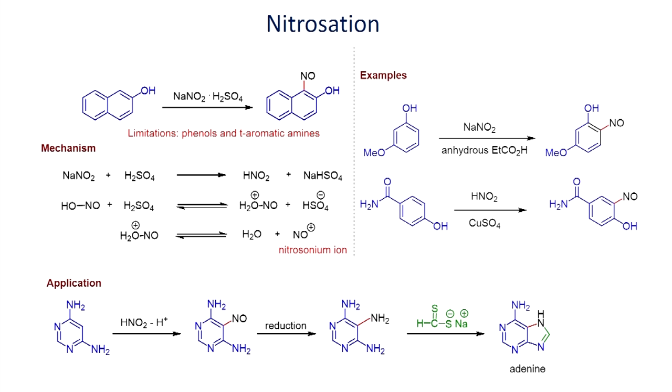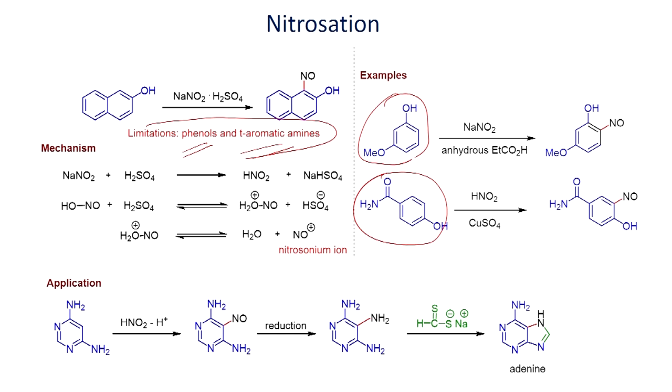In place of nitro group, you can also use nitroso. See here, this reaction has some limitations. When you want to introduce the nitroso group, it works well with phenol and tertiary aromatic amines. You cannot carry out the reaction with simple aromatics like benzene. It works well when you have the OH group in the aromatic ring, phenol and substituted phenol, and tertiary amines. When you use primary and secondary amines, they undergo reaction with the nitroso group, so the reaction doesn't take place.